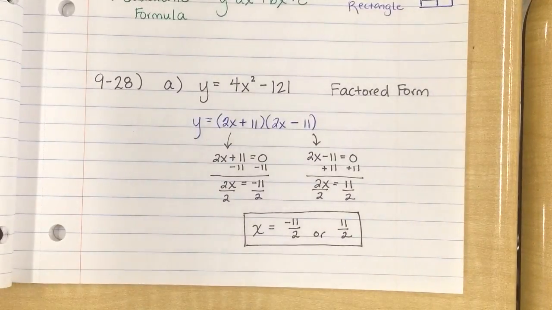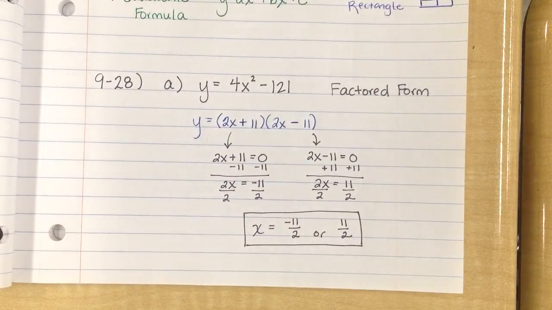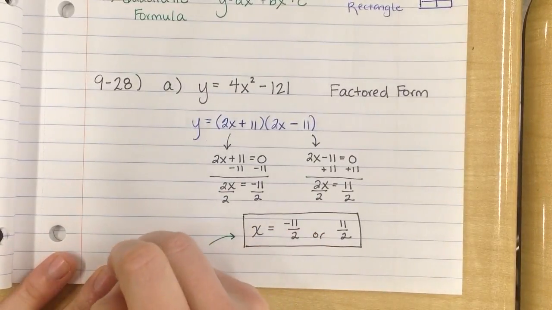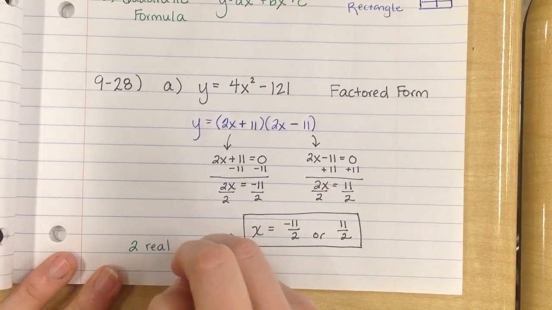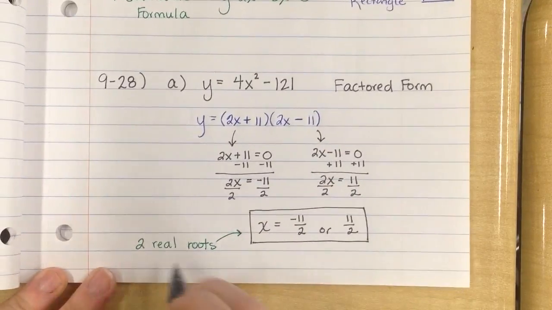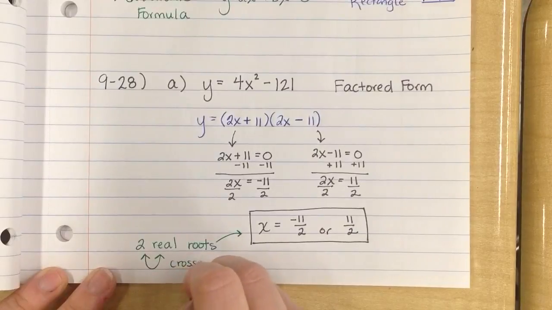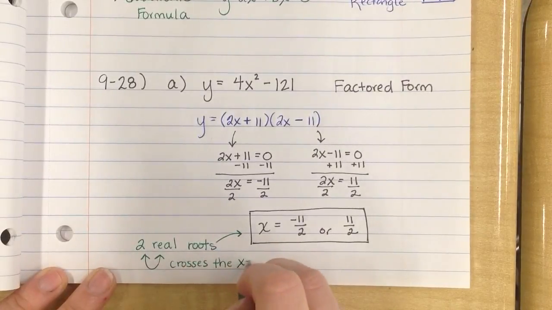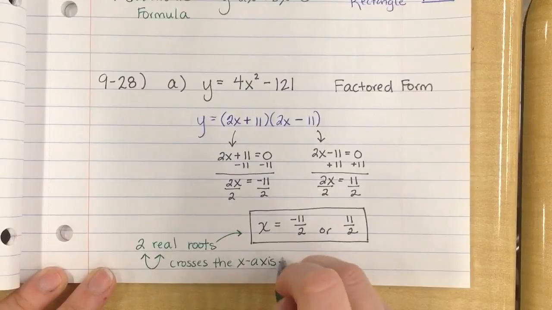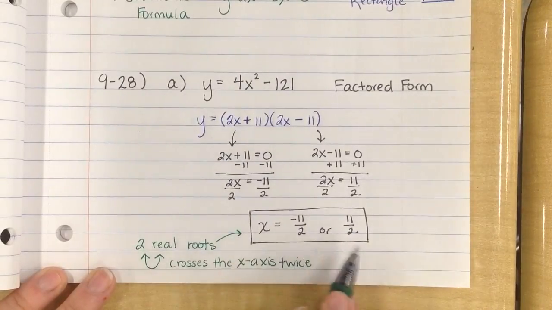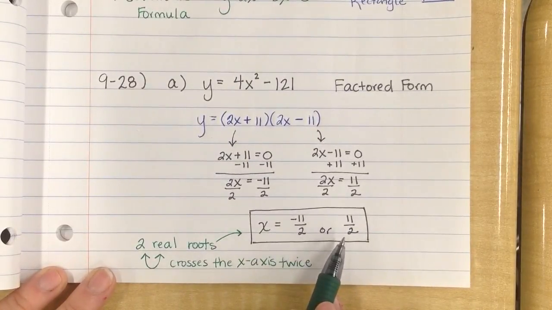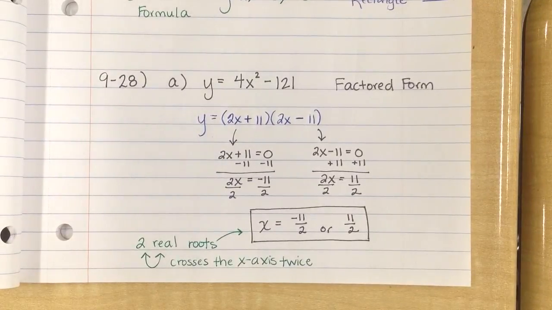And again, one more time, if they asked us to explain what this means in the context of the graph of the parabola, we would say there are two real roots, which means this parabola, and I know it's positive because it has a positive a value, crosses the x-axis twice at two different locations, at both positive 5.5 and negative 5.5. All right, let's move on to part B.